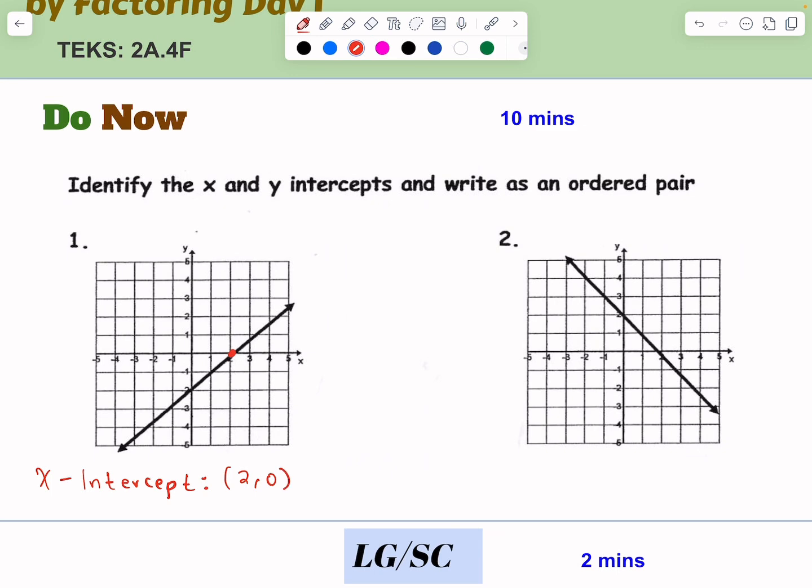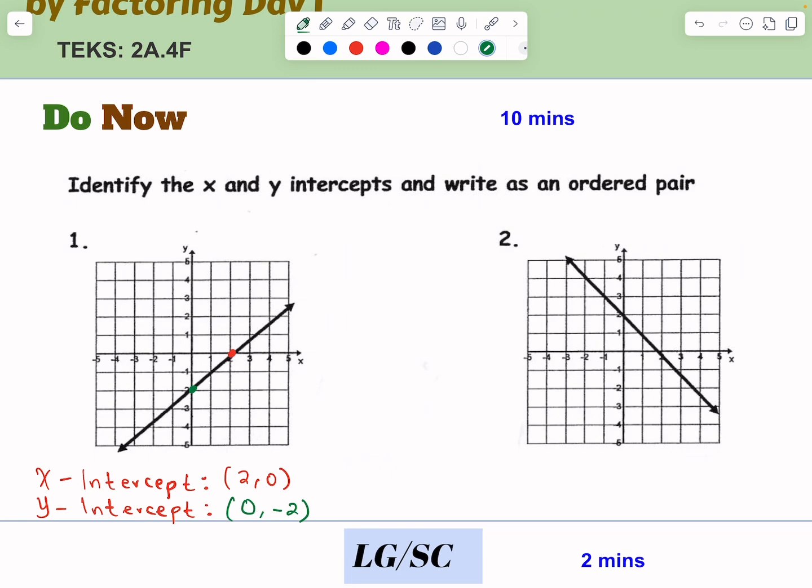And then if I ask you for the y-intercept, that is where the line crosses the y-axis. Where that line crosses the y-axis is going to be this point right here, and that point will be (0, -2). And in fact, if I ask you what is the slope of this line, without calculating the slope, you know that the slope will be positive.